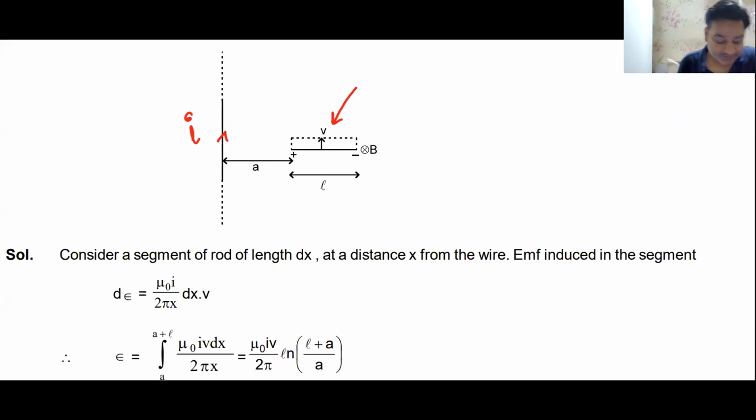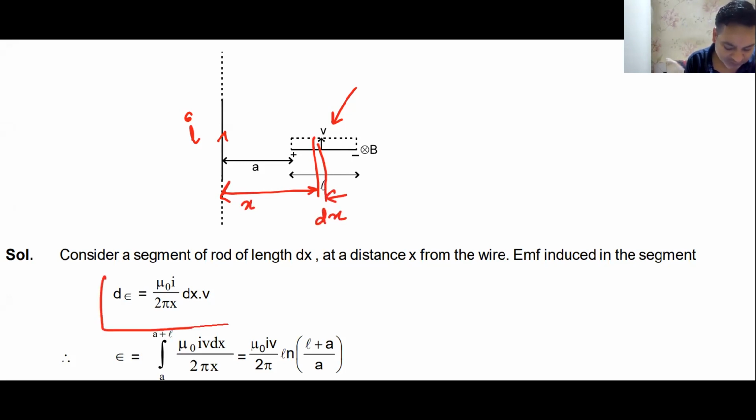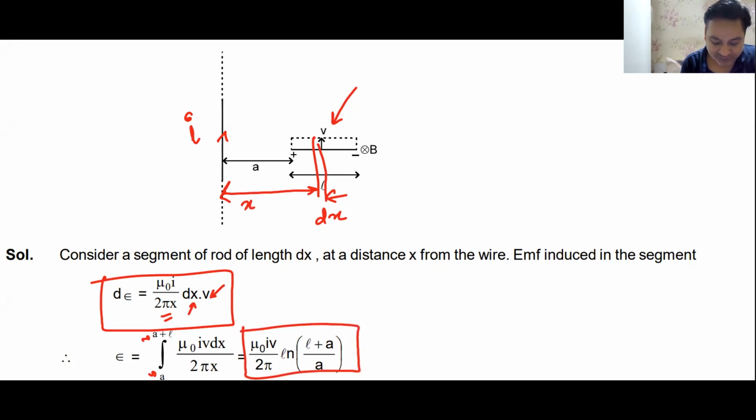Great, so I think that is correct. What you got to do is you move a distance x, then you take a small element of length dx. Are you getting my point? Yes, sir. Find out the small EMF induced in that part: mu naught I by 2 pi x, that is the magnetic field, into V into dx. You just integrate it from A to A plus L, and this is the answer that you will get. Yes or no? Yes, sir. It is very simple.